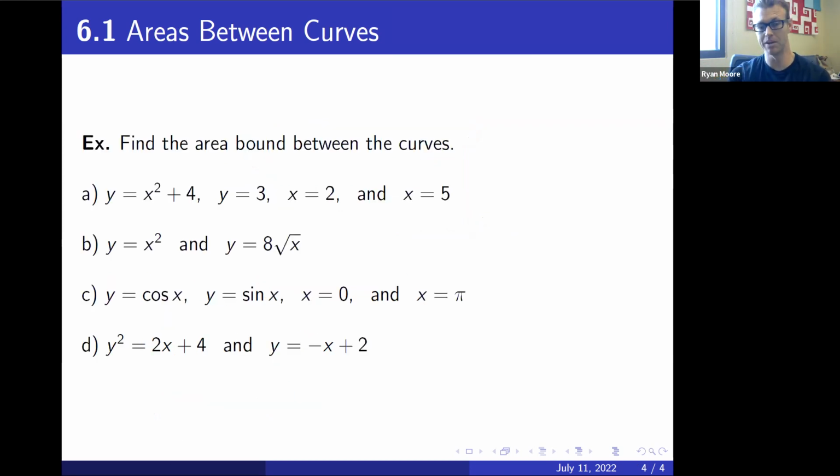Okay, very nice. From here, we just got a bunch of examples. These are going to take time, especially some of the later ones. So we'll find the area bound between the curves. We'll start off just with a polynomial and other linear functions. And we'll look at something involving a square root, some trig, and then finally this last one will really mix things up for us. Okay, let's check out part A.